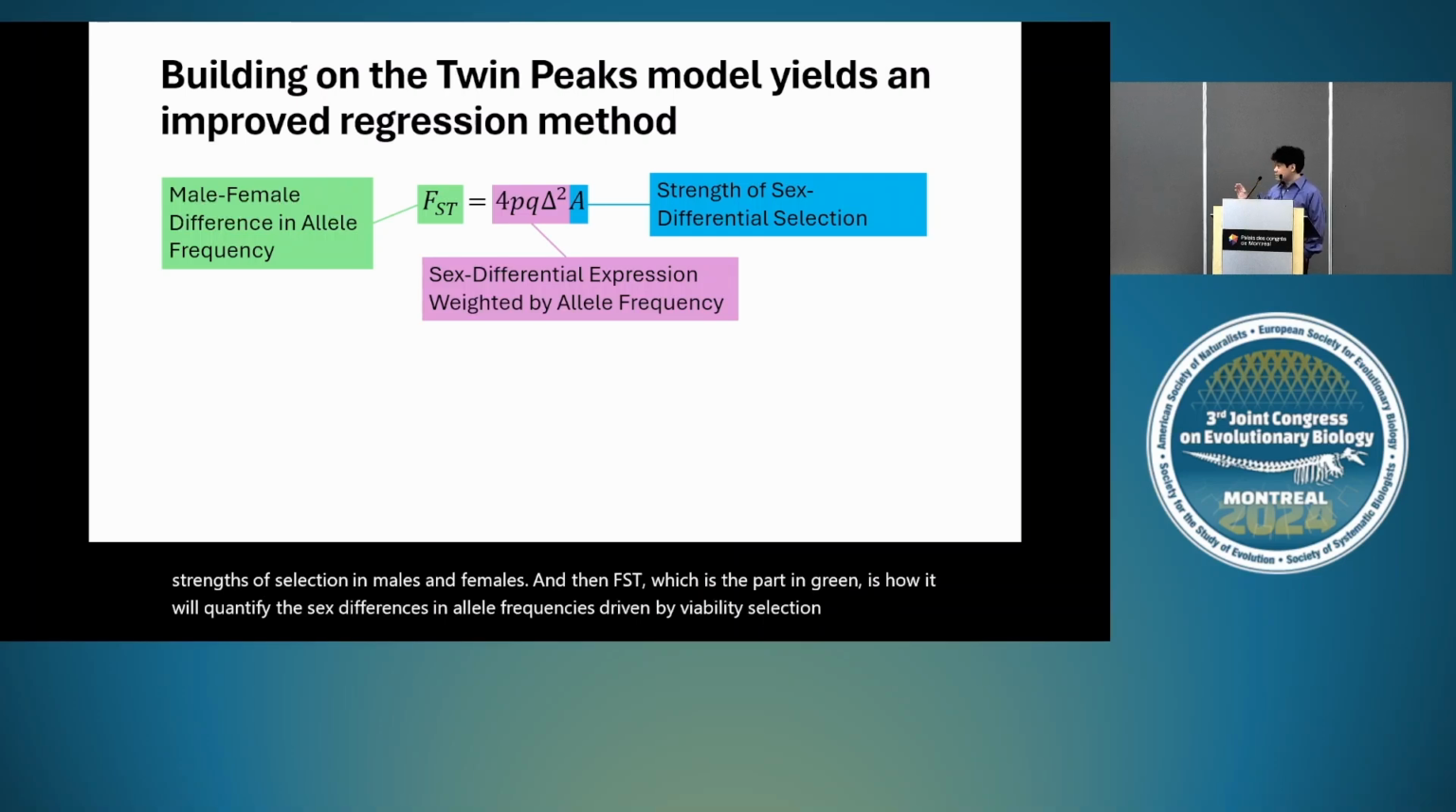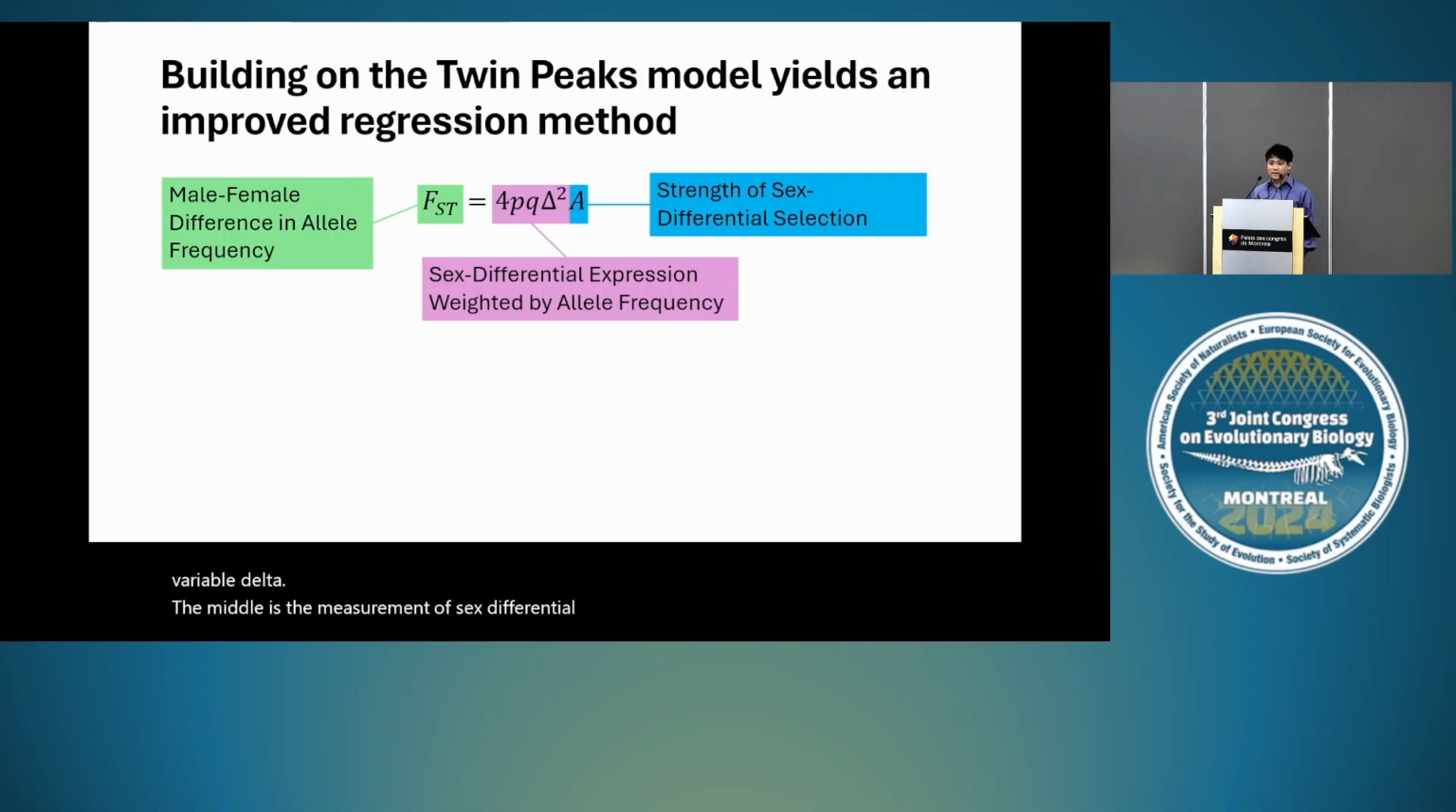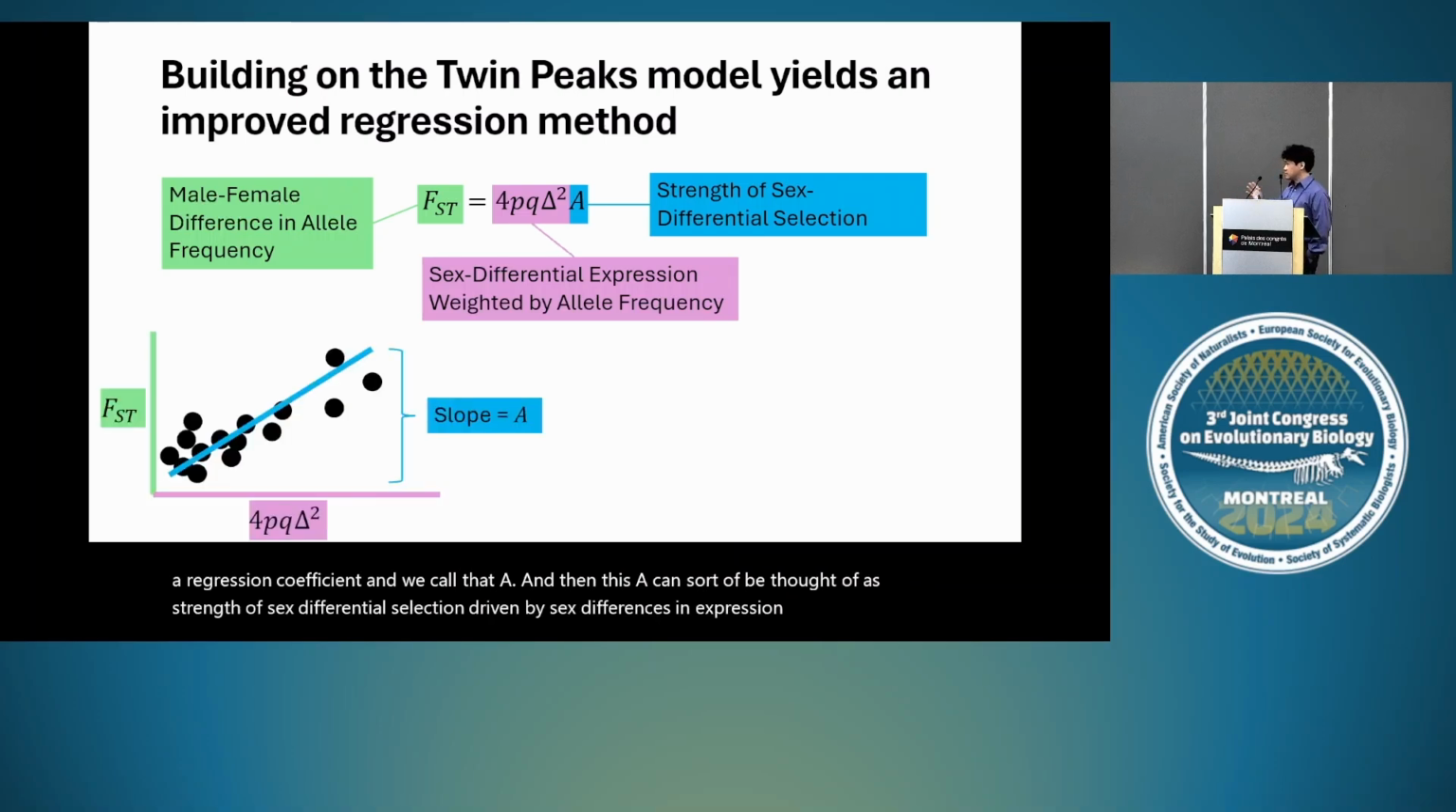And then the variable delta in the middle is the measurement of sex differential expression, and we weight that by allele frequency 4pq. So if we take FST and we linearly regress it on 4pq delta squared, we get a regression coefficient, and we call that A. And then this A can sort of be thought of as the strength of sex differential selection driven by sex differences in expression. So here's a cartoon of what the regression might look like.